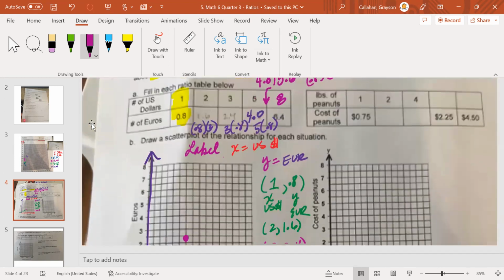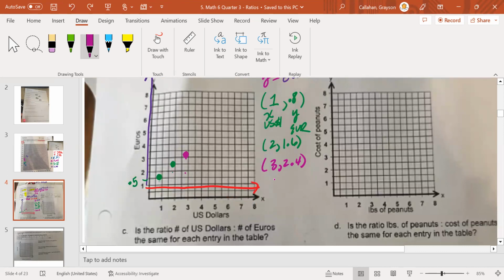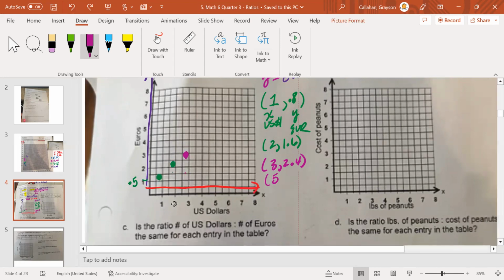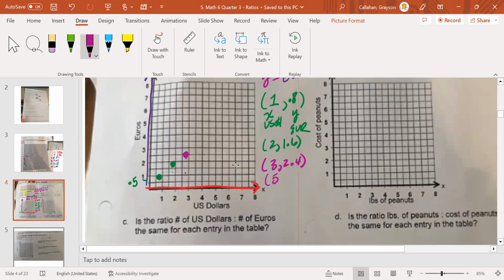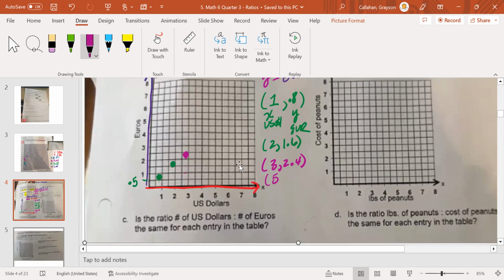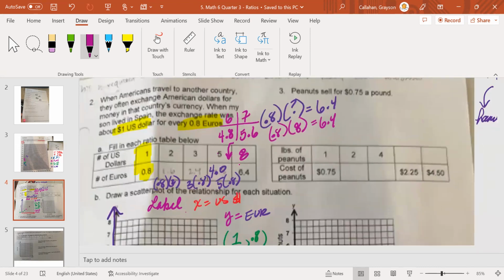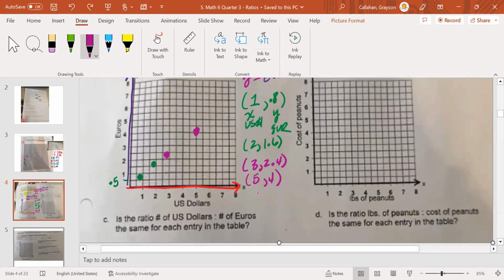And then 5 is going to be 4. So 5. Whoops. So at 5, you're going to go to 4. Or no, hold on. That's wrong. Oh, you know what? Hold on a second. I need to fix this. I moved this. Hold on. I need to move it back a little bit. Here we go. Okay. There we go. Sort of. It's 5, 4. So this is 5. 4 is right here. And then last one is 8, 6.4. So at 8, 6.4 is right here.